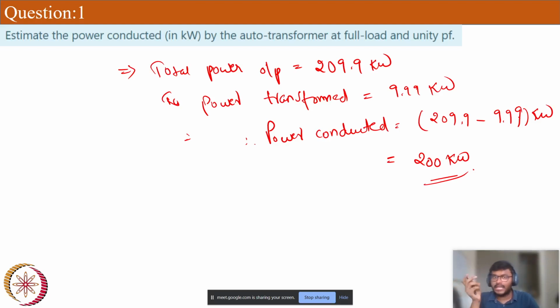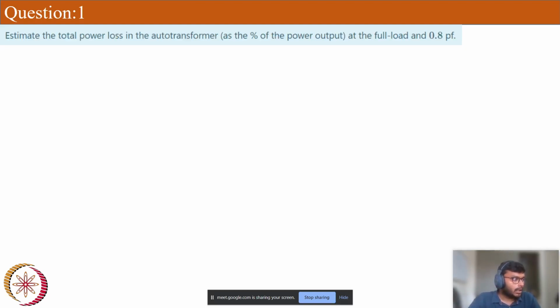We have already done this kVA balance while discussing the concept. Now we have just applied that in a numerical problem as well. Now moving forward, yes, power conducted means power conducted due to electrical conduction. Yes, you are correct.